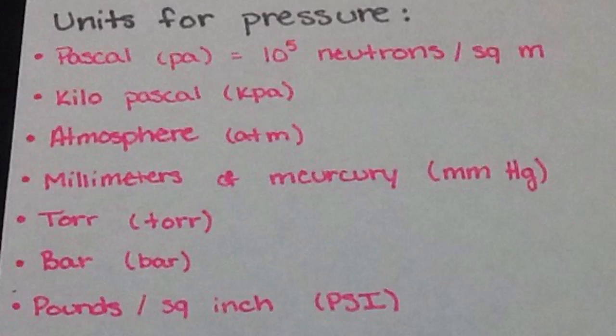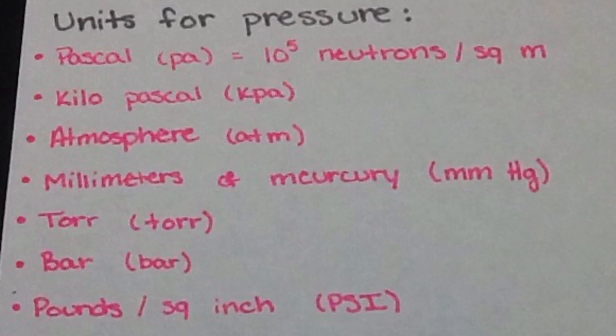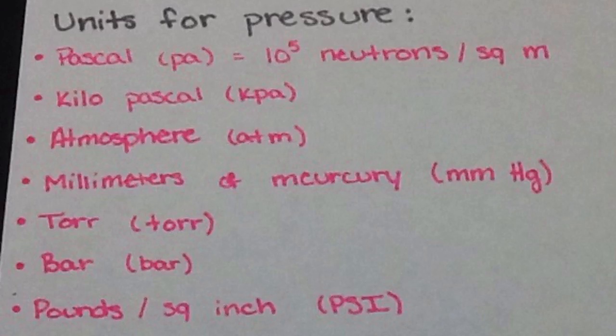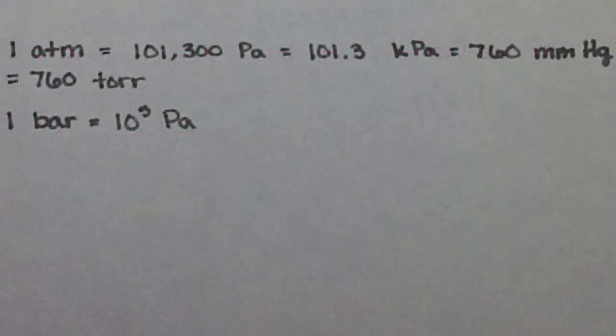There are 7 units for pressure: Pascal, which is newtons per square meter, kilopascal, atmosphere, millimeters of mercury, torr, bar, and pounds per square inch. Atmosphere will be the one you use most commonly. All of these units coincide with each other.